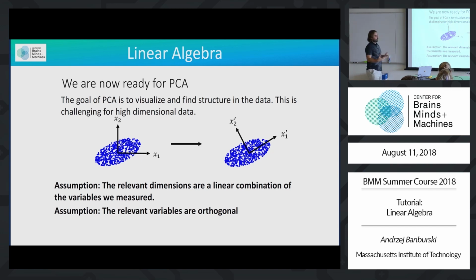So the assumption that we're going to have for PCA is that the relevant dimensions to describe the data are somehow linear combinations of the variables you measure, and how you collected the data. And another assumption is that the relevant variables are orthogonal to each other. And this is a big assumption, and I'll give you an example where this doesn't hold.